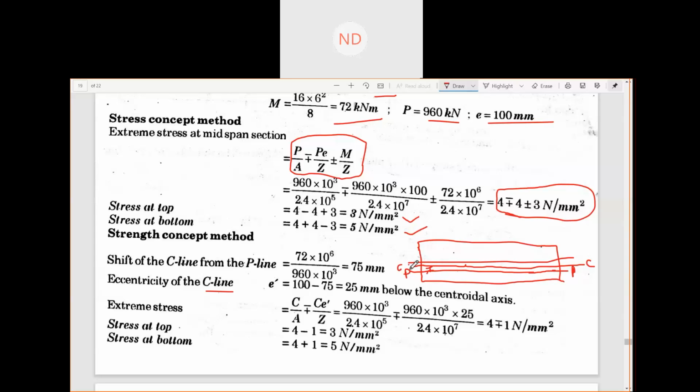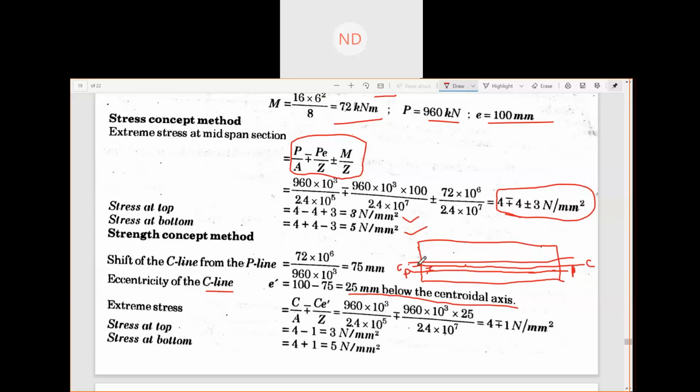This was 100, till the P it was 100, so 100 minus 75 will give you this distance, which is nothing but the eccentricity of the C line from the CG of the beam. So it is 25 mm below the centroidal axis. Okay, so the extreme stresses will be how much now? The direct stress is P by A, that is C by A, minus plus Ce by Z.